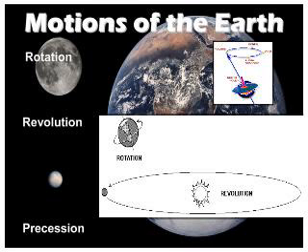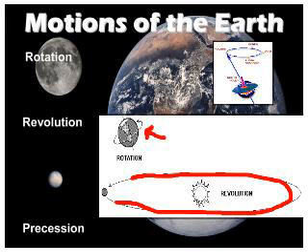The first one we want to look at is the Earth's rotation, and that's this one right here. It's the Earth's spin on its axis. The Earth takes 24 hours a day to spin completely all the way around its axis. The other term is revolution, sometimes confused, but the revolution is the orbit around the sun, and you can see the trace of the path here. This is the orbit of the Earth.